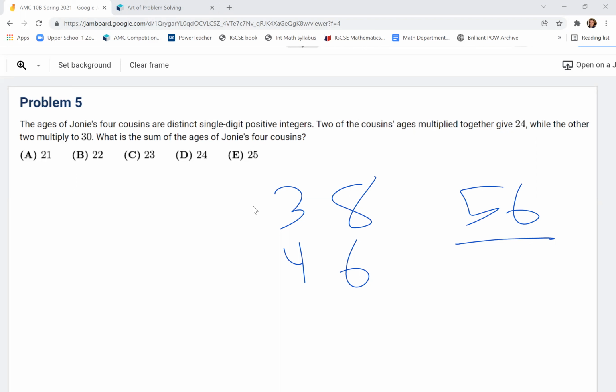Now, if that's 5 and 6, that means the other pair has to be 3 and 8 because it says distinct single-digit positive integers. So what is the sum of their ages? 3 plus 8 plus 5 plus 6. 3 plus 8 is 11, 5 plus 6 is 11, 11 plus 11 is 22. Okay. All right, so that's 1 through 5, pretty easy.